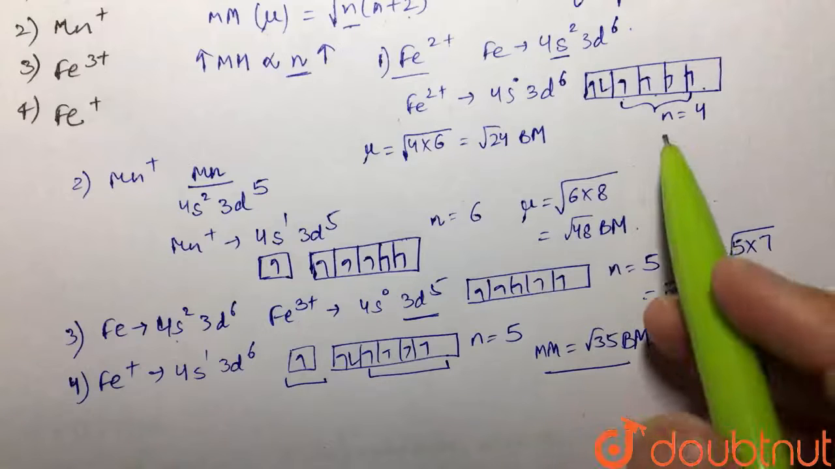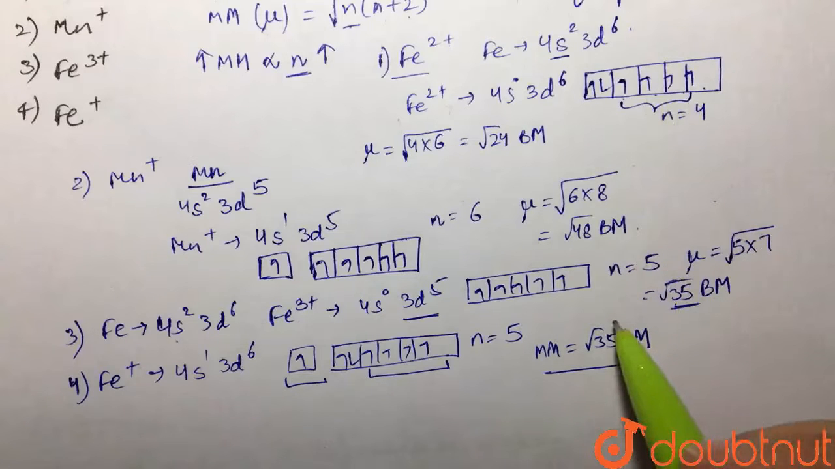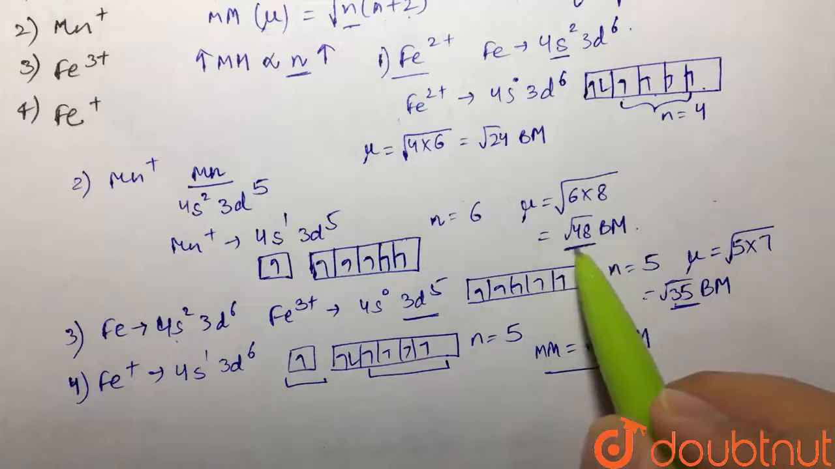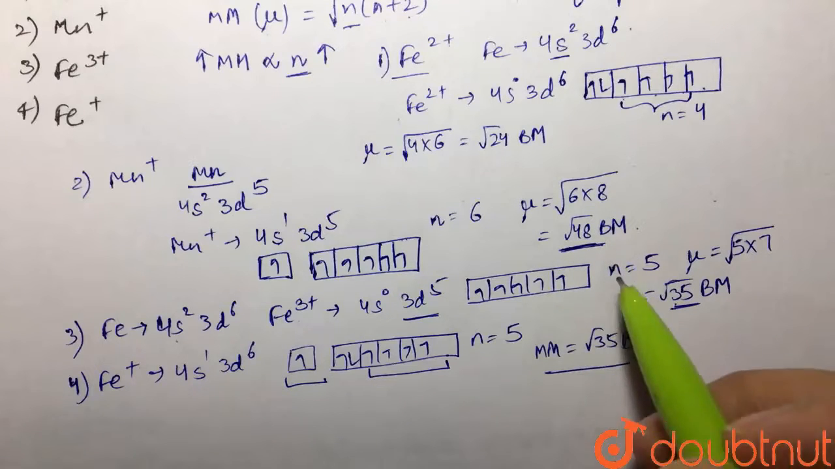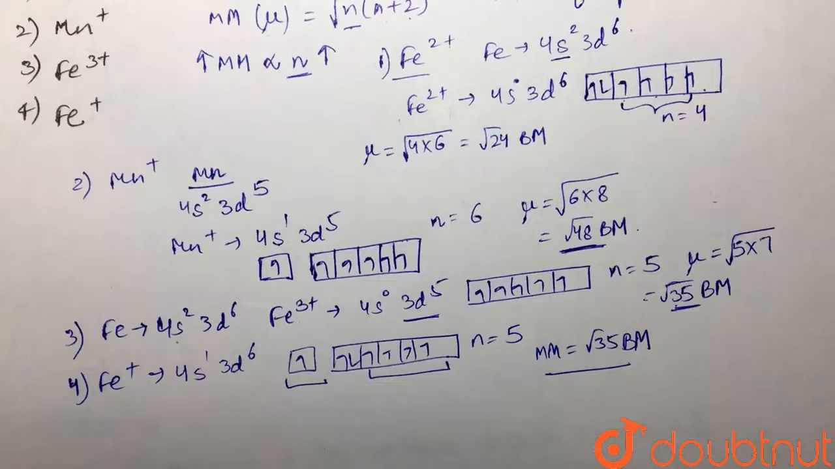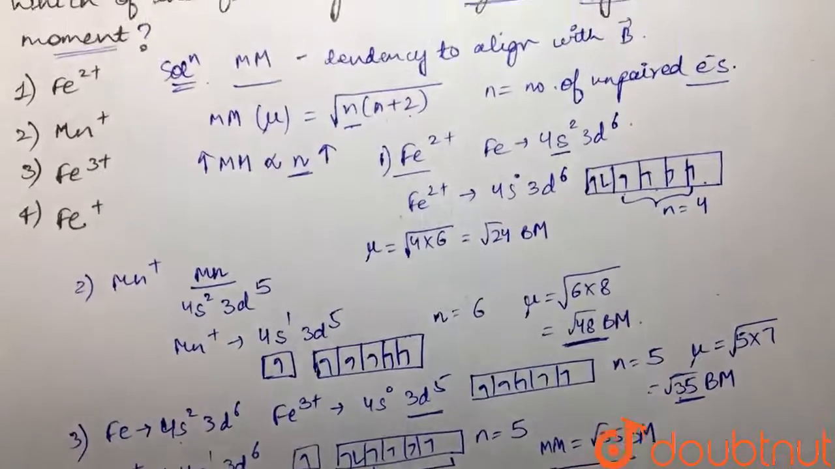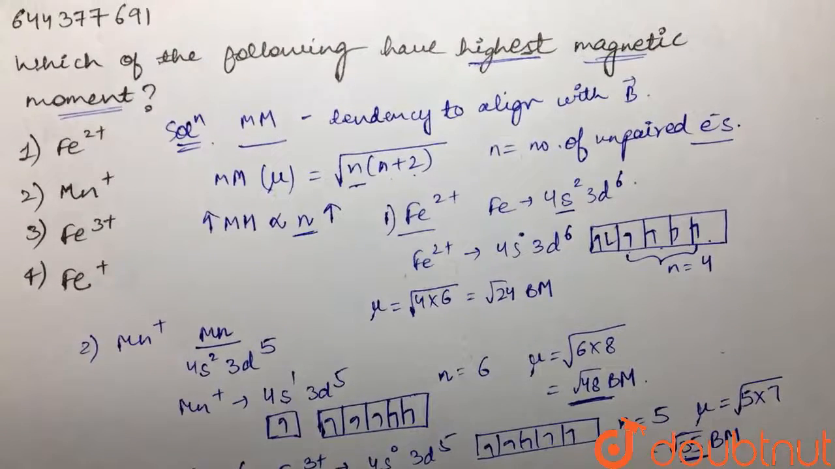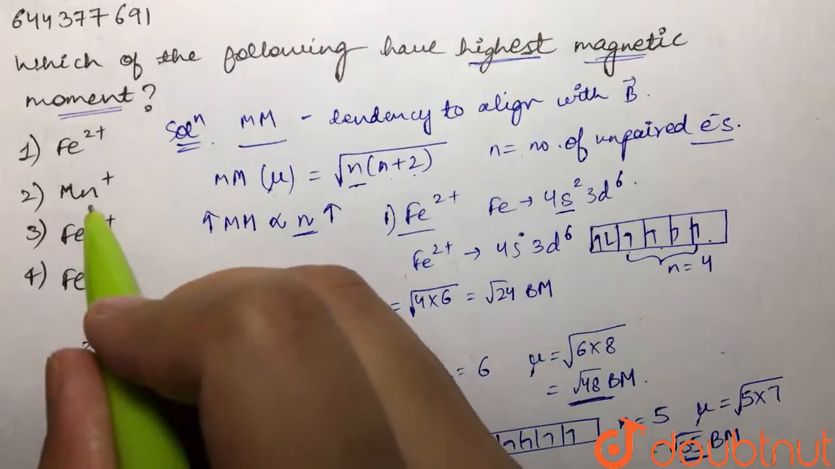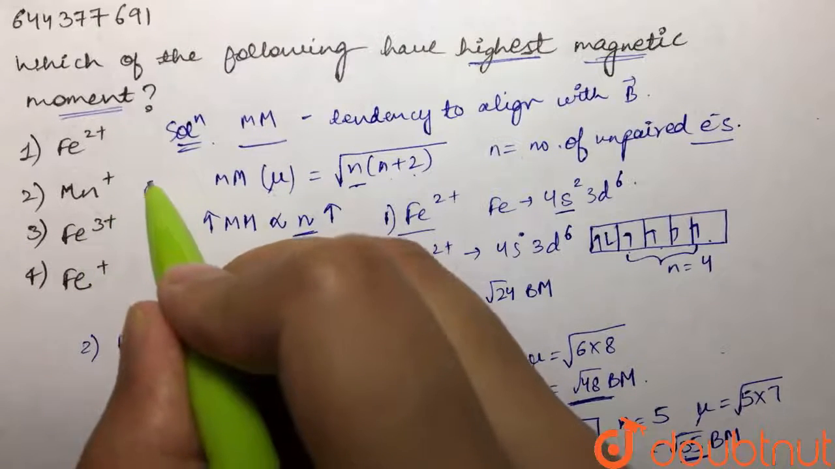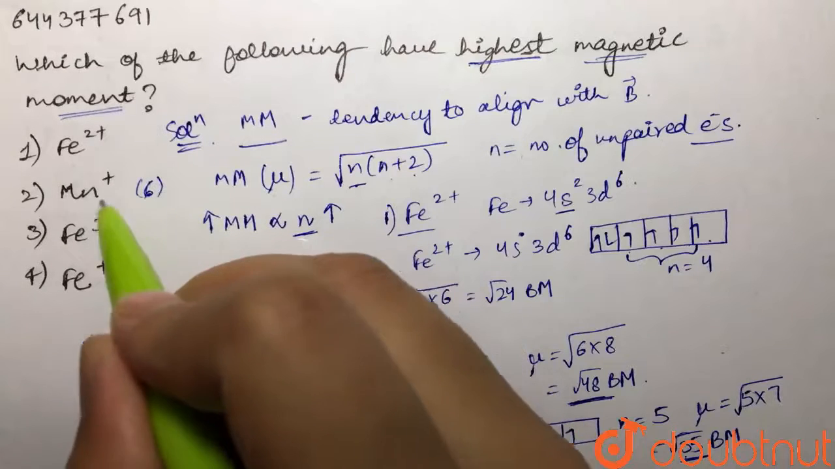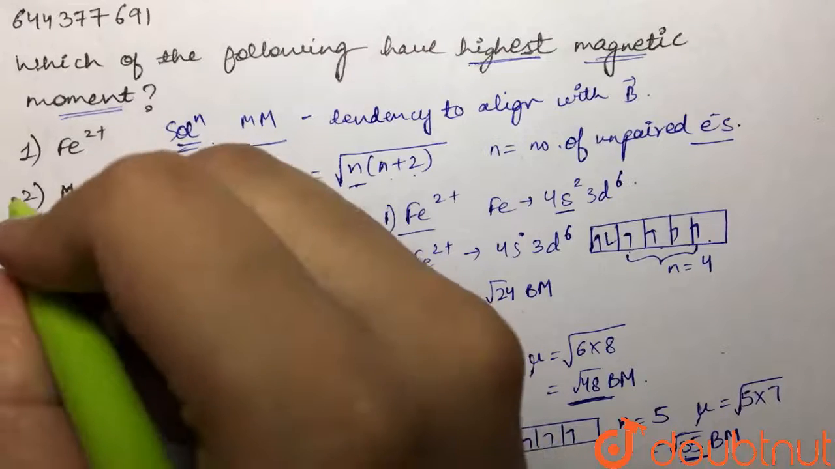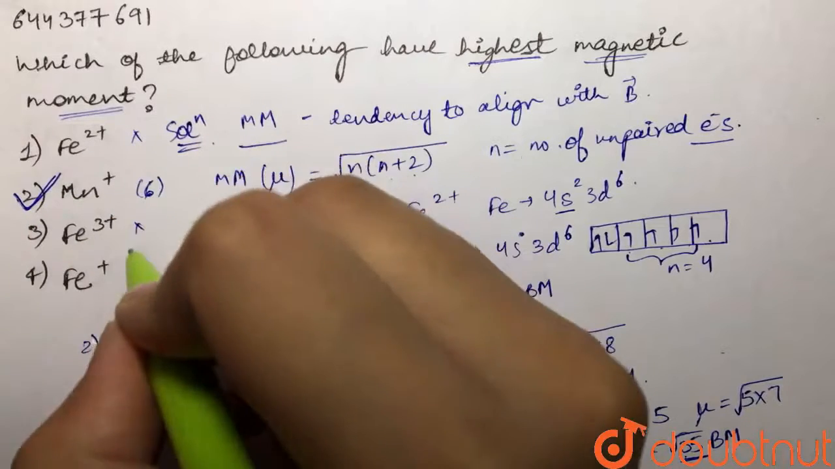Now amongst these four, the maximum magnetic moment comes out to be in the second case, and the value is under root 48 Bohr magneton. So our answer would be second, that the Mn+ would have the maximum magnetic moment. Why? Because it has the maximum number of unpaired electrons, which is 6, and that is why the highest magnetic moment would be of Mn+. So our answer to this question would be second, not Fe2+, not this, not this.